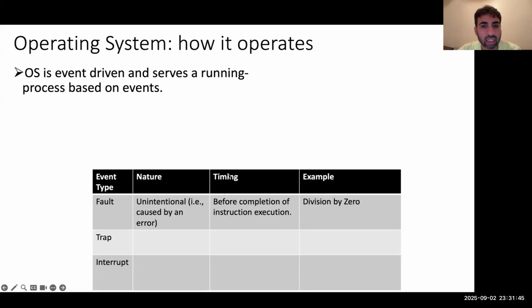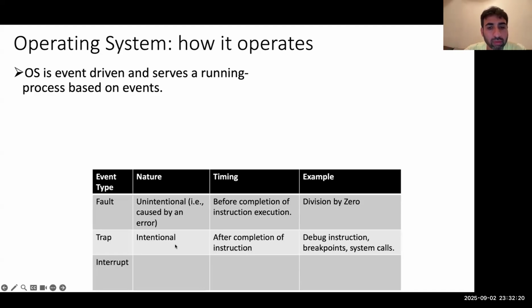The timing tells you when this event happens. This event will appear before the completion of instruction execution. So your software or your operating system will detect it before the completion of the instruction execution, and then your operating system will be notified. Your hardware will not allow this kind of instruction to complete, and it will notify your operating system by raising a fault type of event.